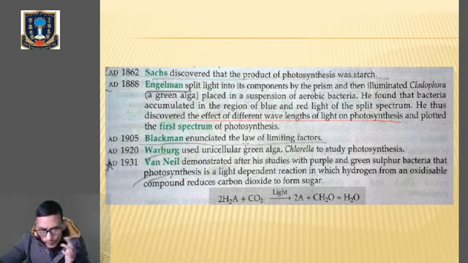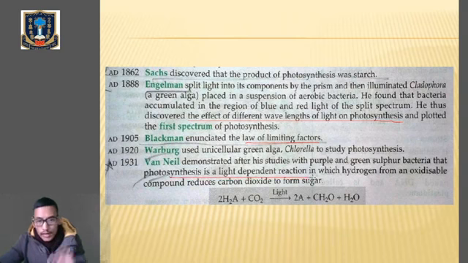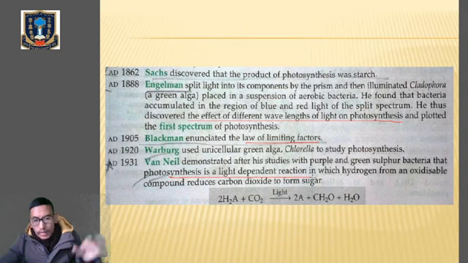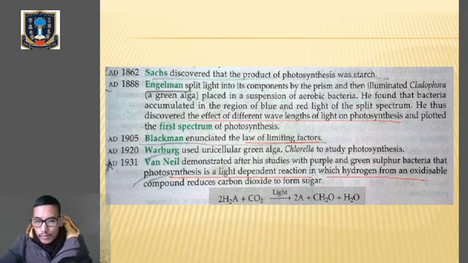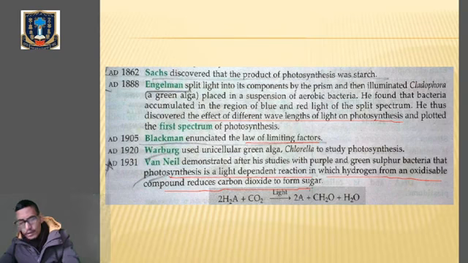Blackman proposed the law of limiting factor. Warburg used unicellular green algae to study photosynthesis. Van Niel demonstrated in his studies with purple and green sulfur bacteria that photosynthesis is a light dependent reaction, in which hydrogen from an oxidizable compound reduces carbon dioxide to form sugar. So these are the names of a few scientists and their contributions which you have to go through in this chapter.